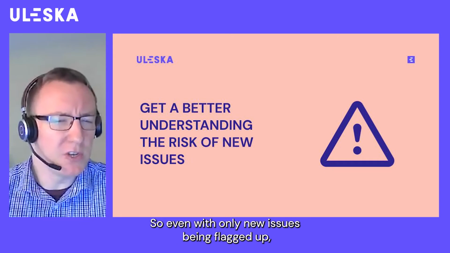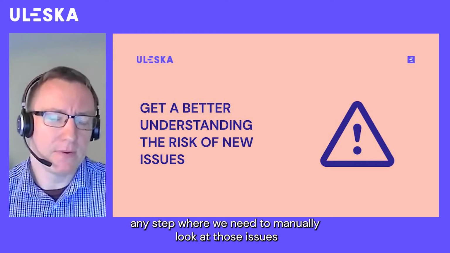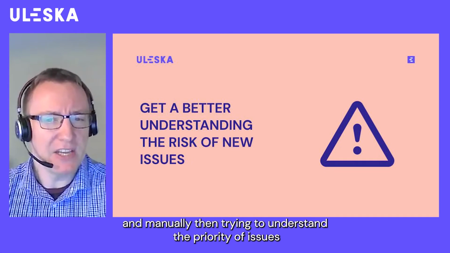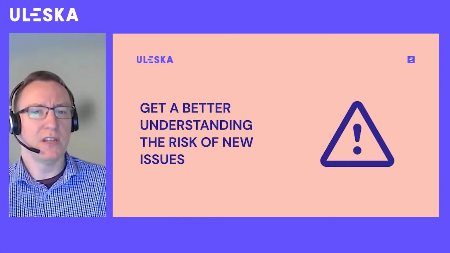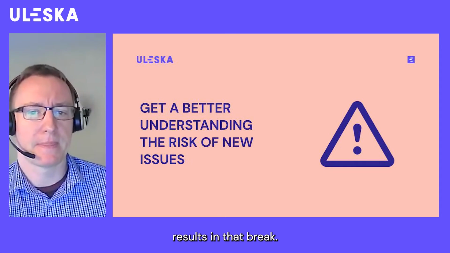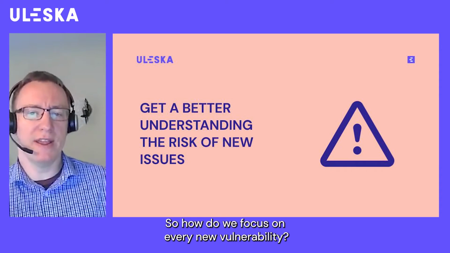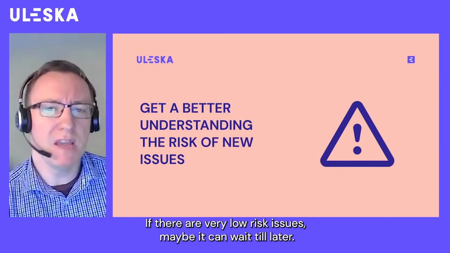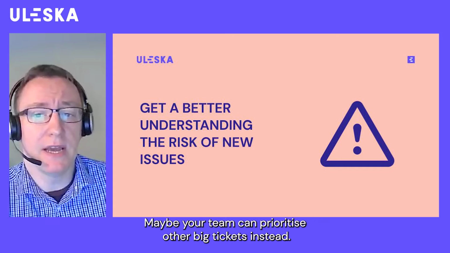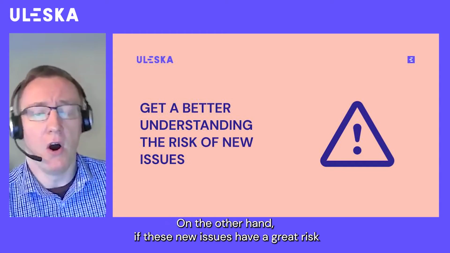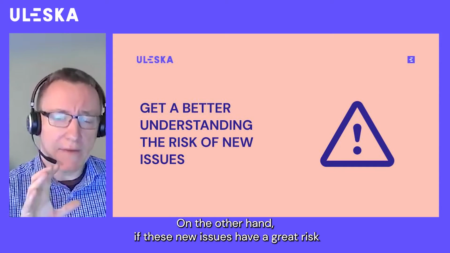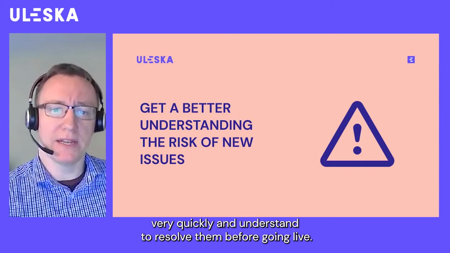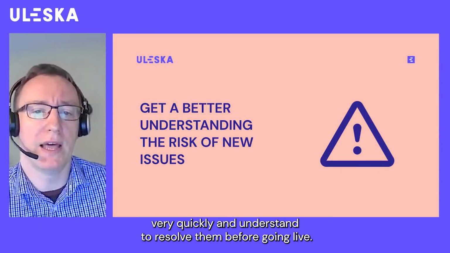Get a better understanding of the risk of new issues. So even with only new issues being flagged up, any step where we need to manually look at those issues breaks the automation flow. And manually trying to understand the priority of issues results in that break. So how do we focus on every new vulnerability? Well, it depends. If they're a very low risk issue, maybe it can wait till later. Maybe your team can prioritize other big tickets instead. On the other hand, if these new issues have a great risk towards the application or the business, then you want to be alerted very quickly and understand to resolve them before going live.